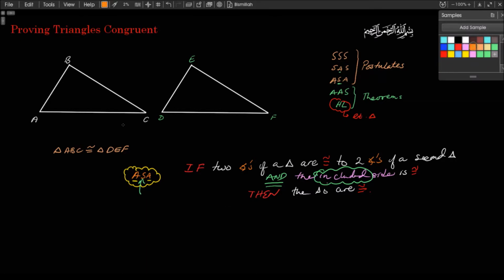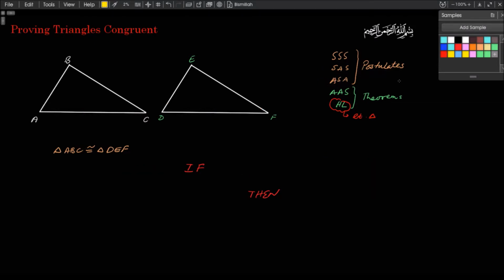So here we can say, let's say angle A is congruent to angle D, and angle C is congruent to angle F. And if the included side, which is over here, is congruent to this side over here, by the angle, side, angle postulate, these two triangles would be congruent. Now, these are postulates. The next two are theorems, which means that we can actually prove them. The way you prove the last two is that you use the postulates to prove these theorems. But first, we must understand what they mean.